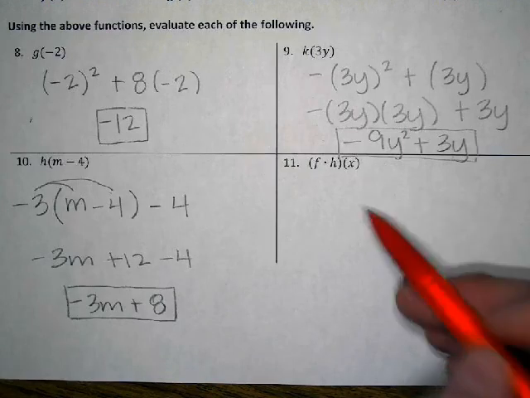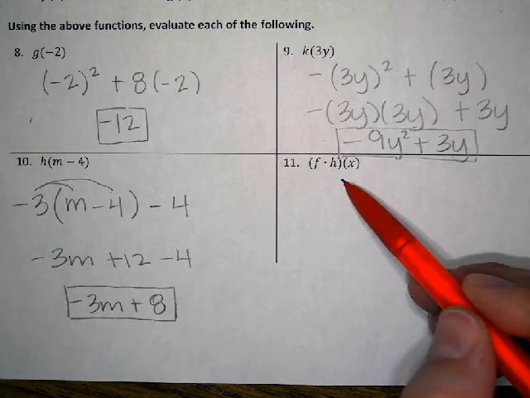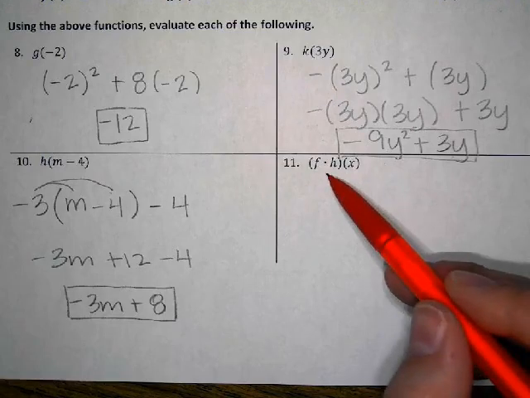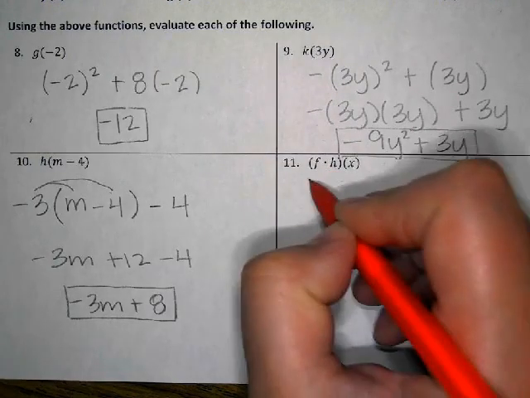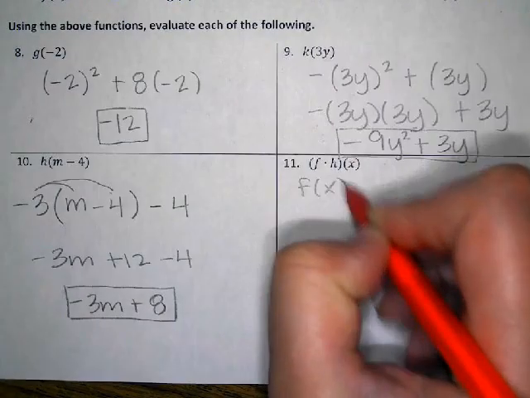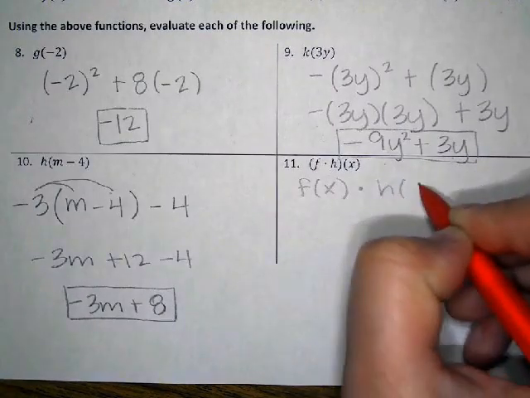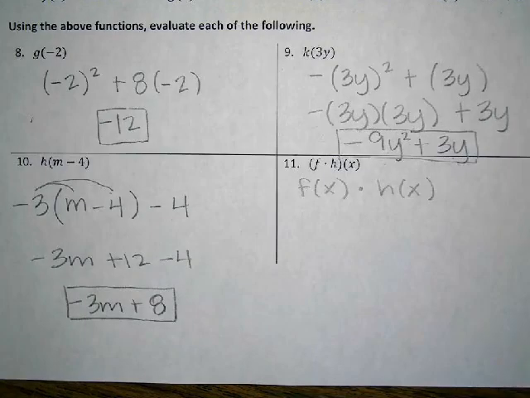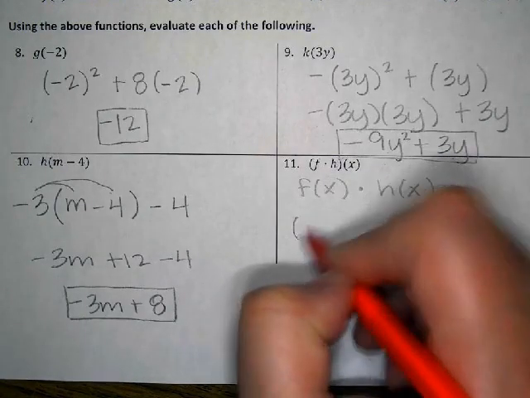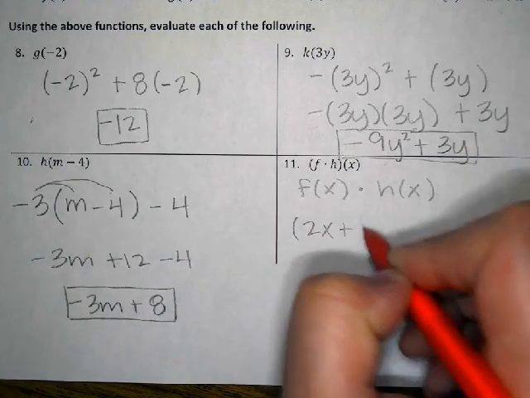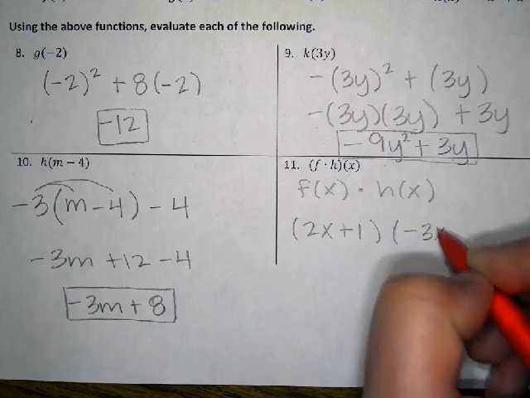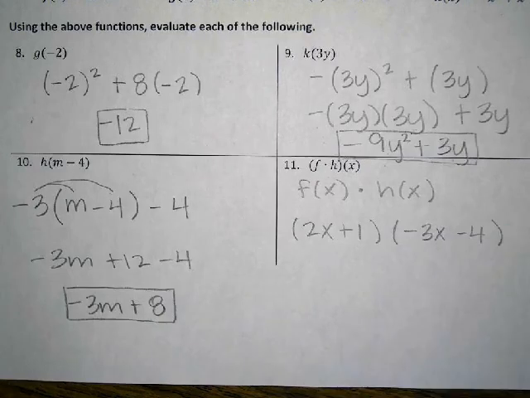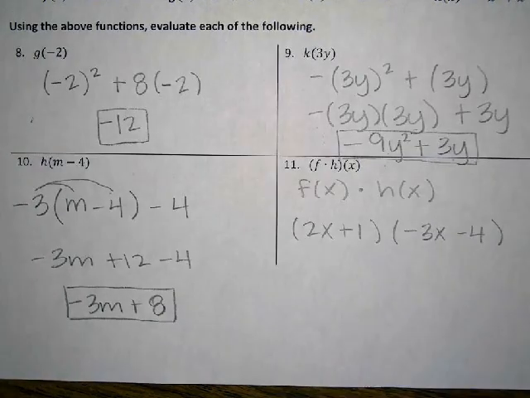And then over here, what does this notation mean? Yeah, multiply. The little dot in the middle is telling us to multiply. So we're going to take f of x, and we're going to take h of x, and we're going to multiply them together. So f of x is 2x plus 1. H of x is negative 3x minus 4. And how do we multiply two sets of parentheses?